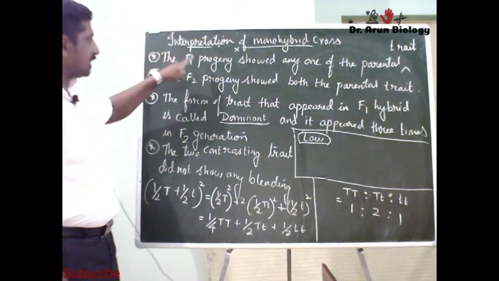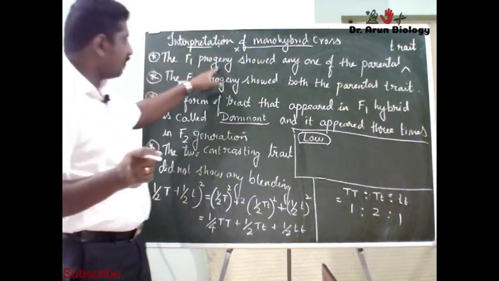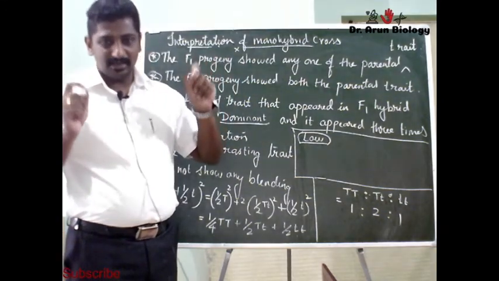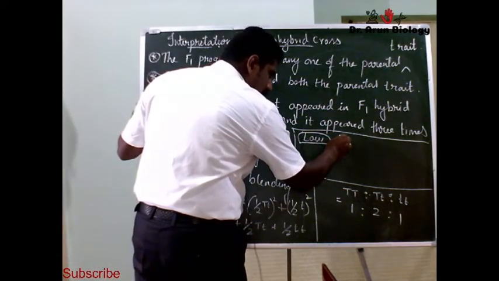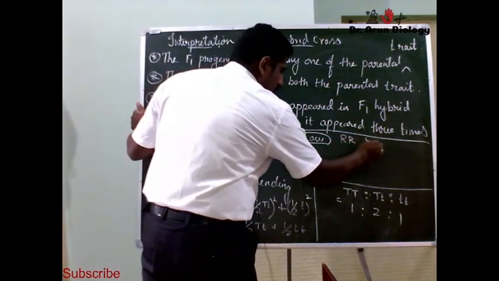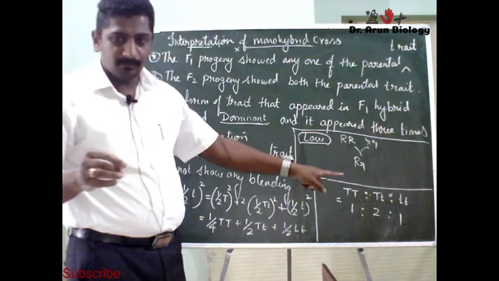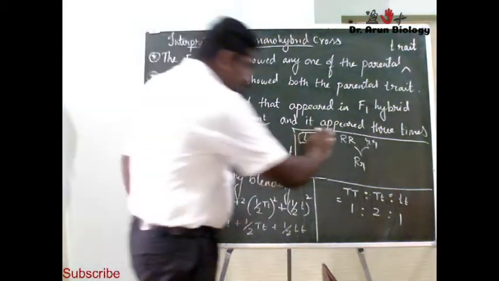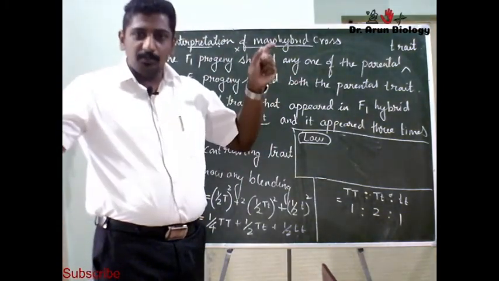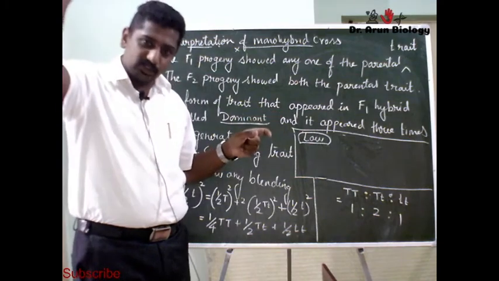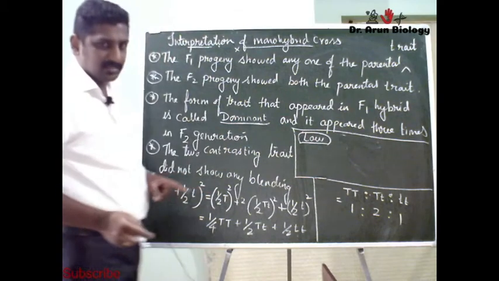The first one is the F1 progeny from crossing the P1. We got some F1 progeny, right? The F1 progeny showed any one of the parental traits. In a simple way, if it was seed shape, capital R, small r, taking the gametic form, it was exhibiting round. Round was any one of the parental traits. Therefore, we can understand that the F1 progeny, obtained by crossing two pure breeding plants, homozygous dominant and homozygous recessive, resembled any one of the parental traits.